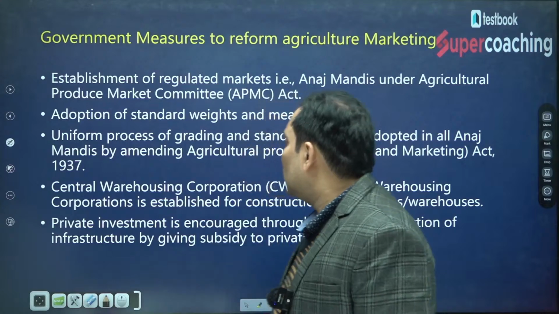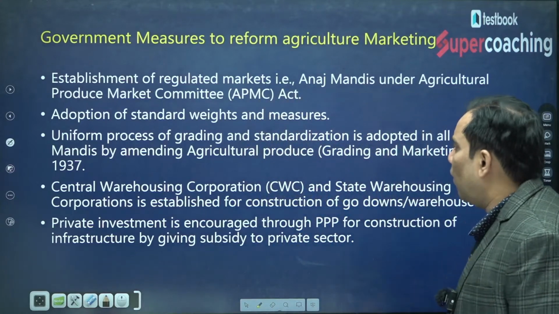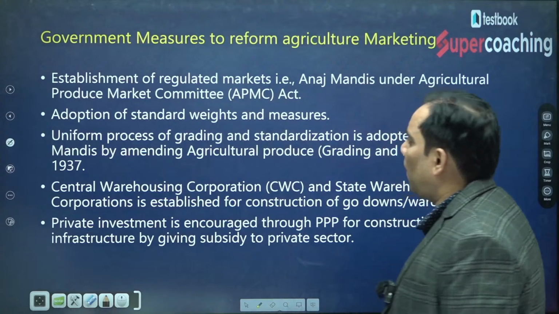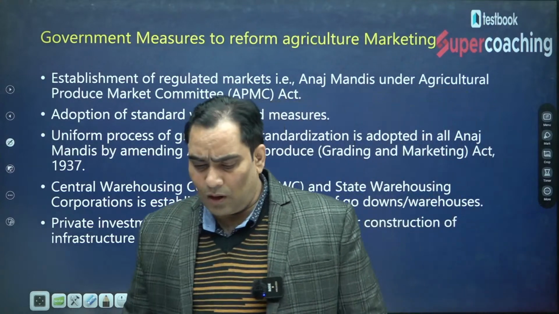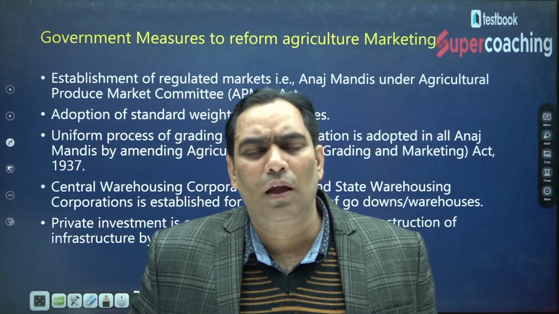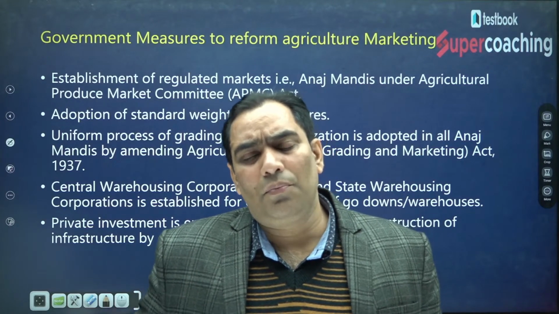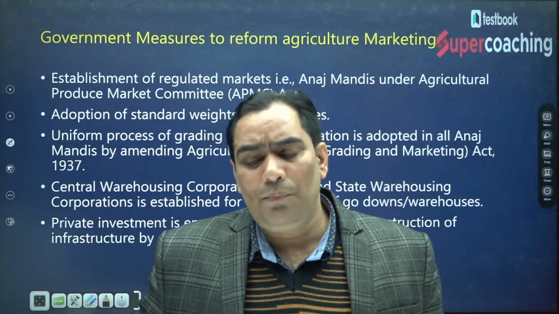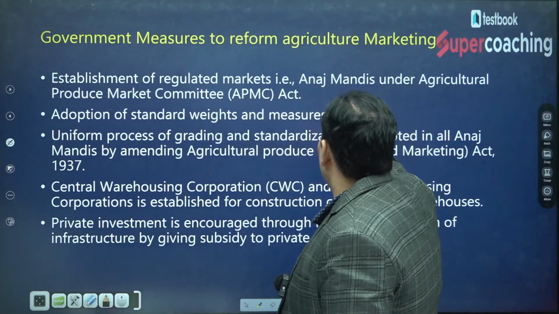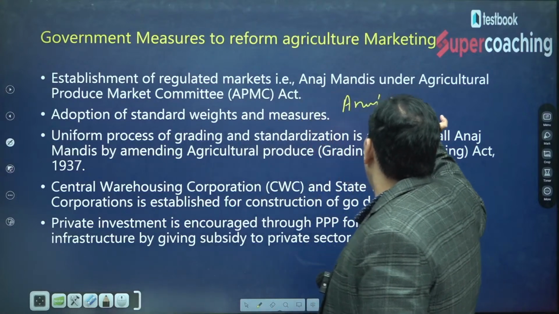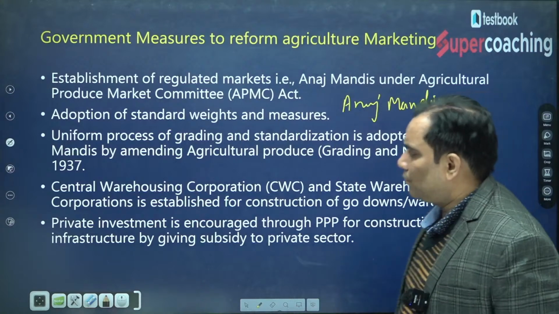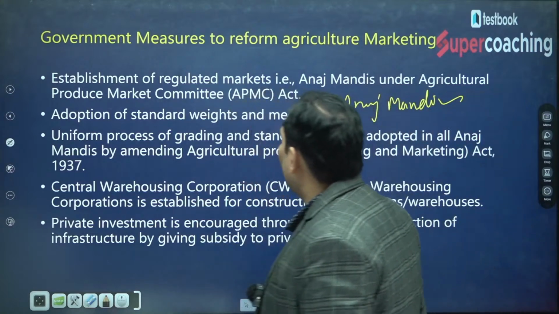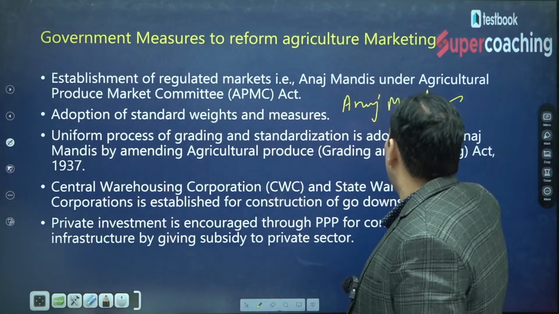So when we talk about government measures for reforms in agriculture marketing, earlier, as I said, there was no market. The farmer was subjected to farm gate sale. To resolve this problem, the government made a regulated anaj mandi. What is the meaning of this? We will discuss it when we discuss the APMC in detail in the next slide.